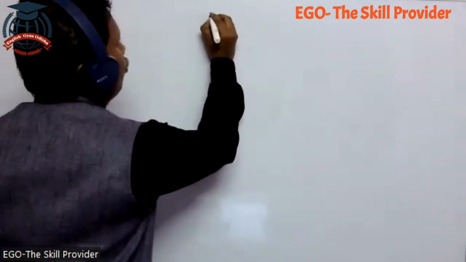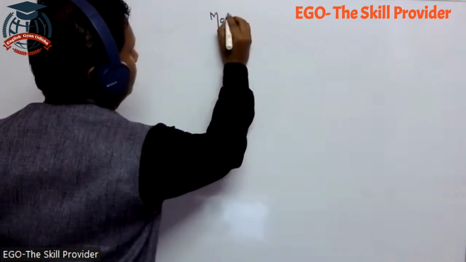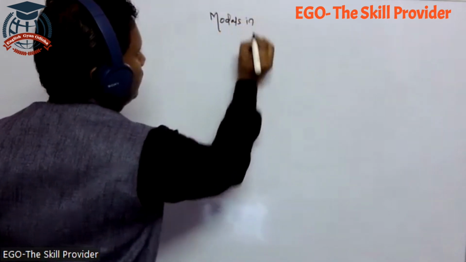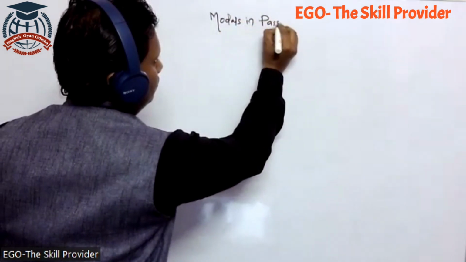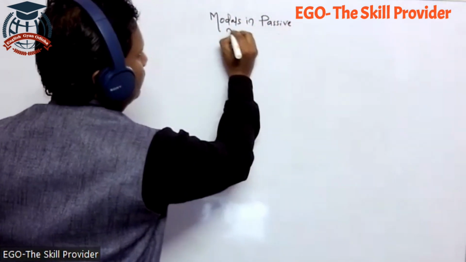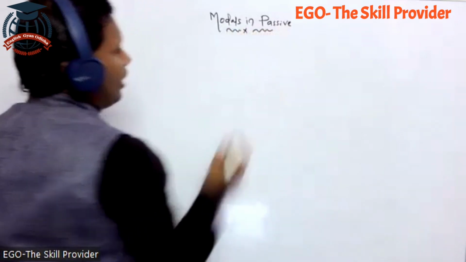So there are numerous examples. We have taken two classes on that. One is called active and passive part one, part two, and this is part three. What exactly am I going to teach you? I'm going to teach you modals in passive. Modals are very powerful to express certain things.